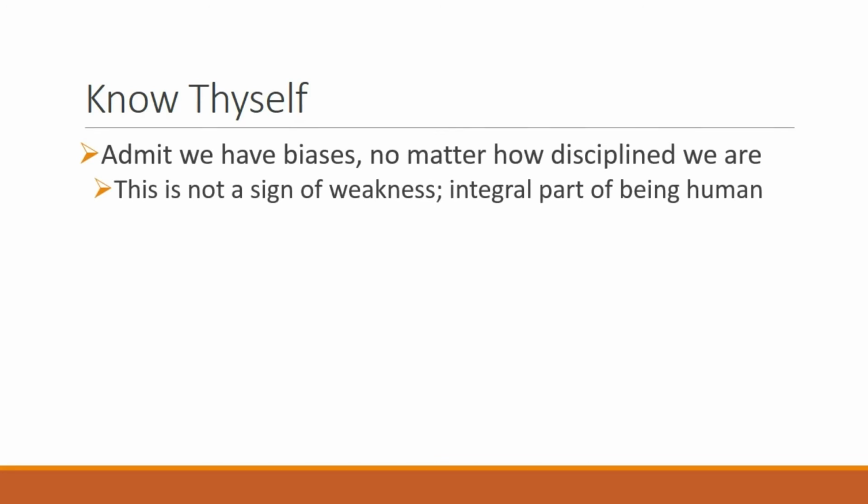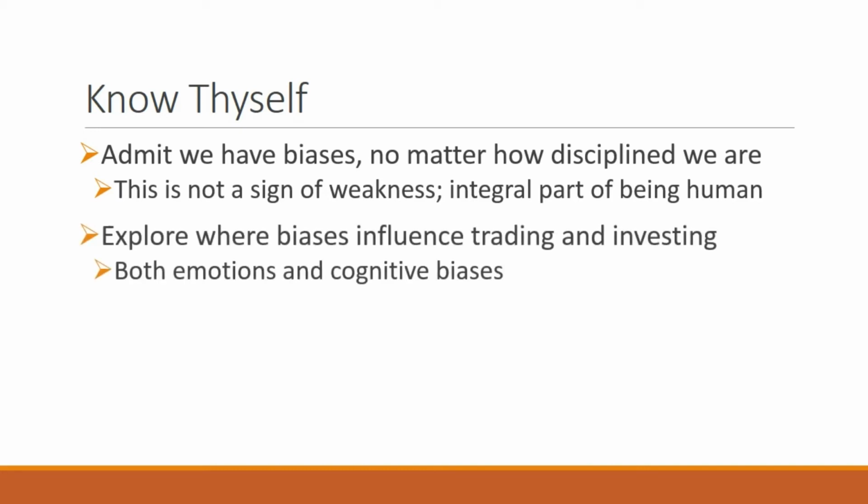First one, which might sound trite but is extremely important, is to know thyself in our role as investors and as traders. This means, first off, admitting that we have biases. No matter how disciplined we are and how knowledgeable we are, we still have biases because they're built into us as human beings. It's not a sign of weakness. These biases are necessary for us to survive. What we need to do, though, is to explore where these biases influence our trading and our investing. It means that we have to look at both emotions and cognitive biases and figure out and document exactly what parts of our investment and trading are negatively influenced by these biases.